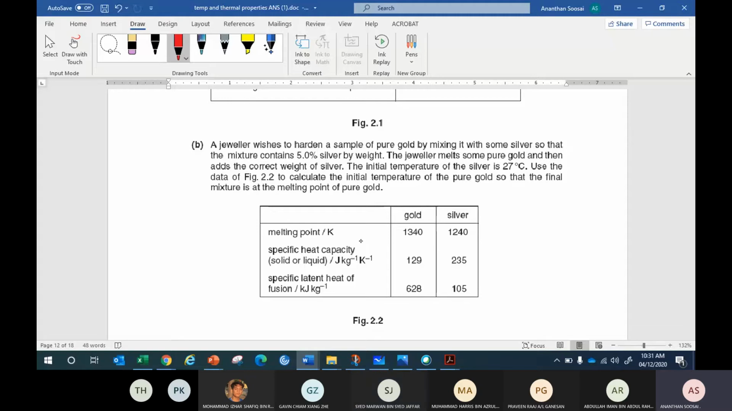Okay, correct this. Melt some gold already, and add the correct weight of silver. The initial temperature of the silver is 27 degrees Celsius. So silver initial temperature is 27 degrees Celsius. Okay. So use the data below, calculate the initial temperature of the pure gold so that the final mixture is at the melting point of pure gold.